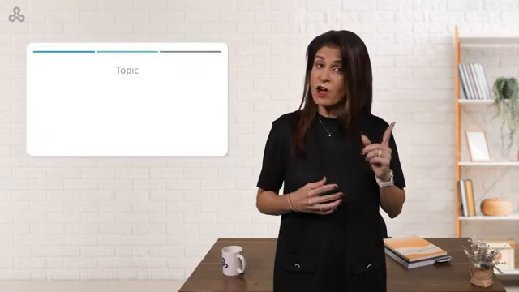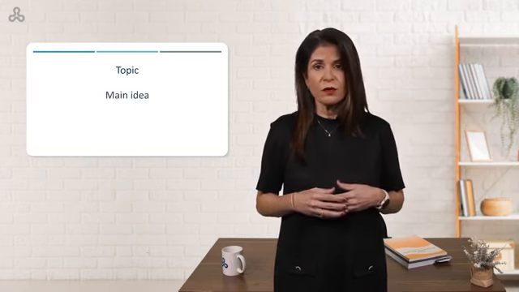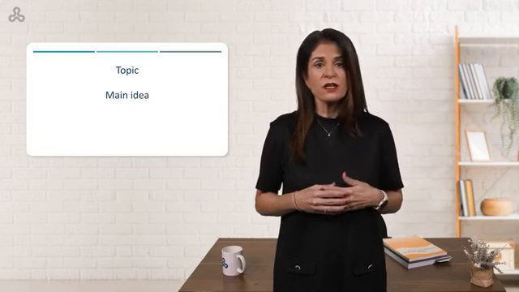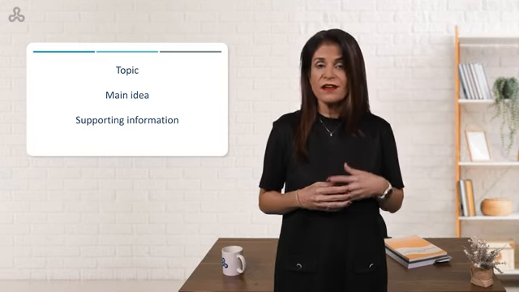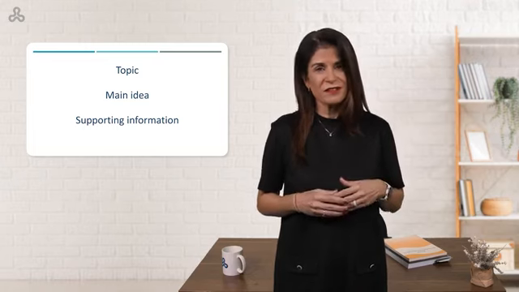To take good notes, we need to find out what the topic is. In other words, what the video is about. We should also think about the main idea of the video. Lastly, we want to see what information supports the main idea. Taking notes will help us understand the information and remember it.